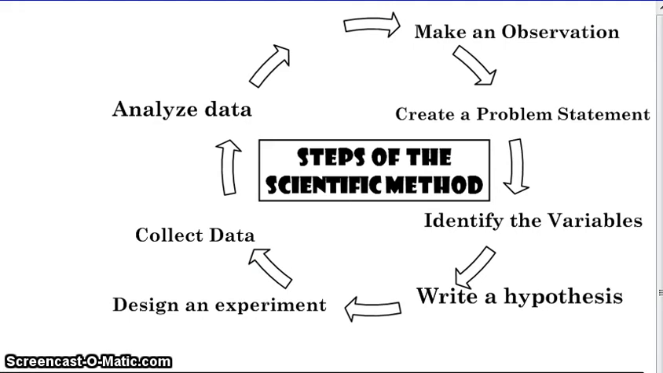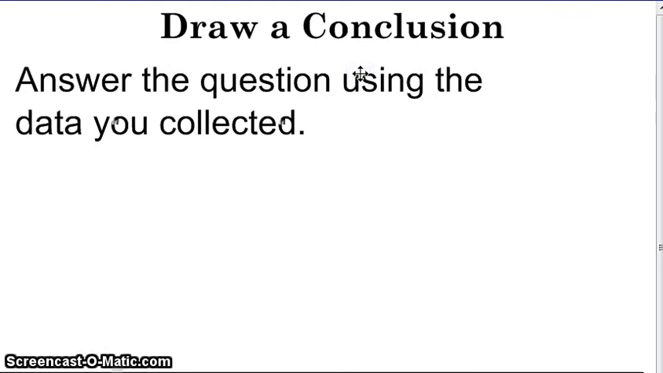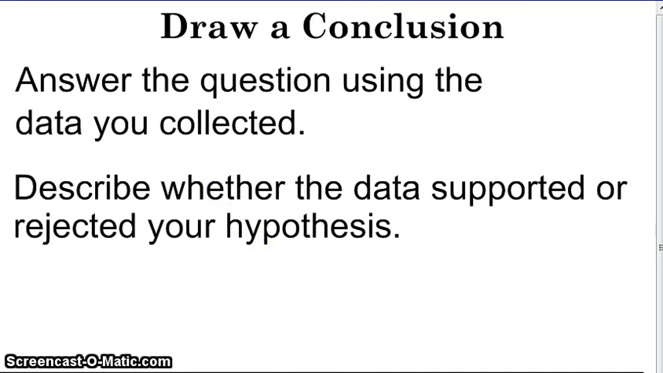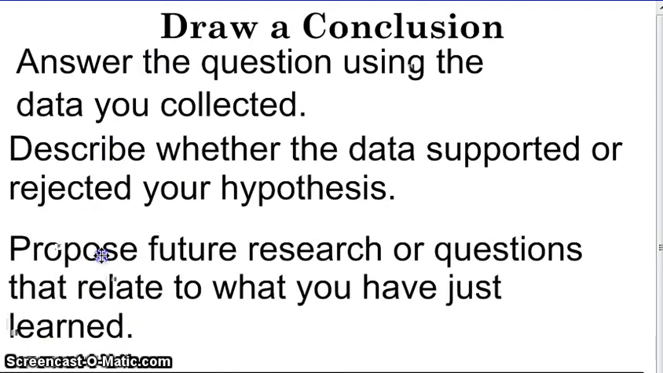After you've analyzed the data, the last step is to draw a conclusion or write a conclusion. The main goal of the conclusion is to answer your question. Since the scientific method is about answering questions, you better answer your question in the conclusion. You should describe whether the data supported or rejected your hypothesis. It does not matter whether it supports or rejects your hypothesis, but you should explain whether it supports or rejects your hypothesis. And then usually while you're doing the investigation, you will make some other observations.